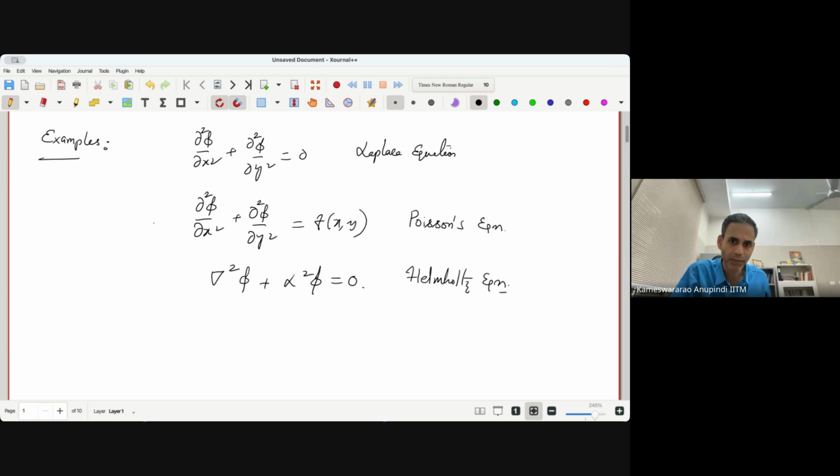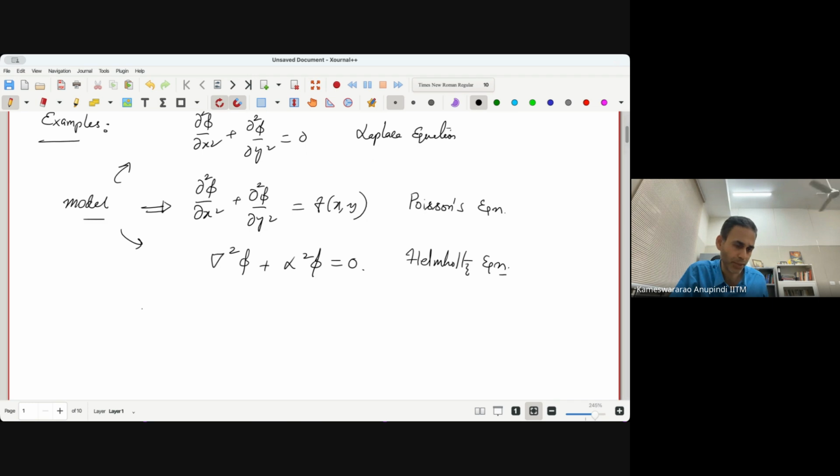We're going to now learn how to discretize and solve these equations. We will pick the Poisson's equation as the model equation, because it is going to be the same for the other two equations as well. We will learn how to discretize this and what solution techniques are available for the resulting linear algebraic equations.